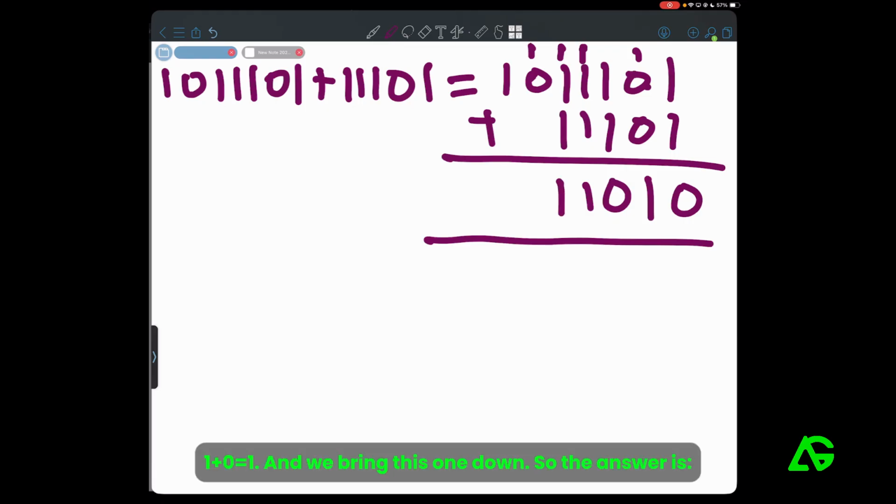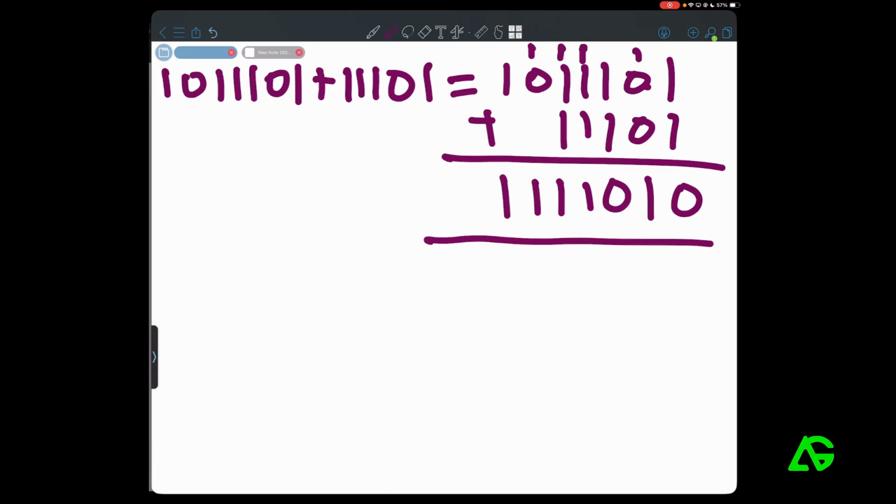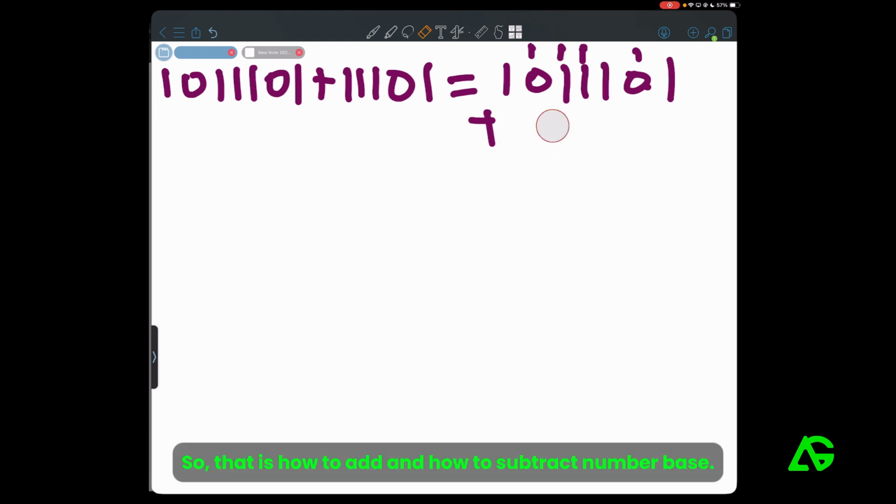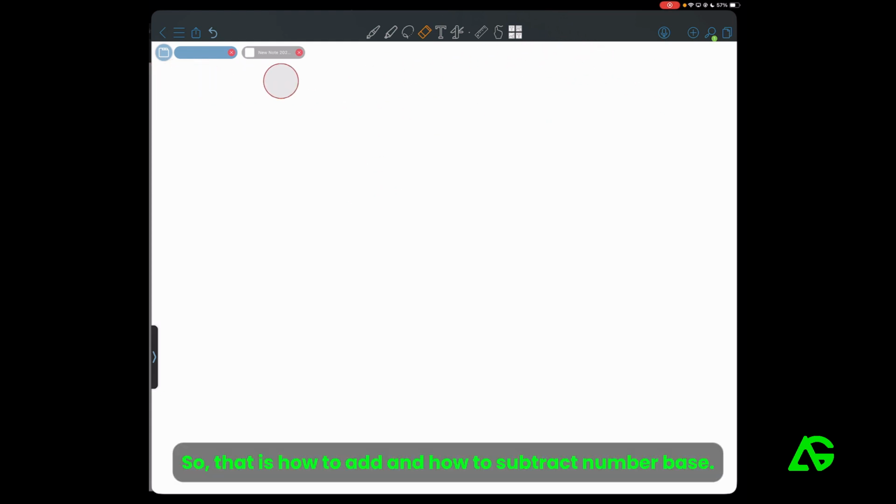1 plus 0, and we bring this one down. So the answer is 1 1 1 1 0 1 0. So now, thanks for that, I really appreciate. So that is how to add and how to subtract number bases.